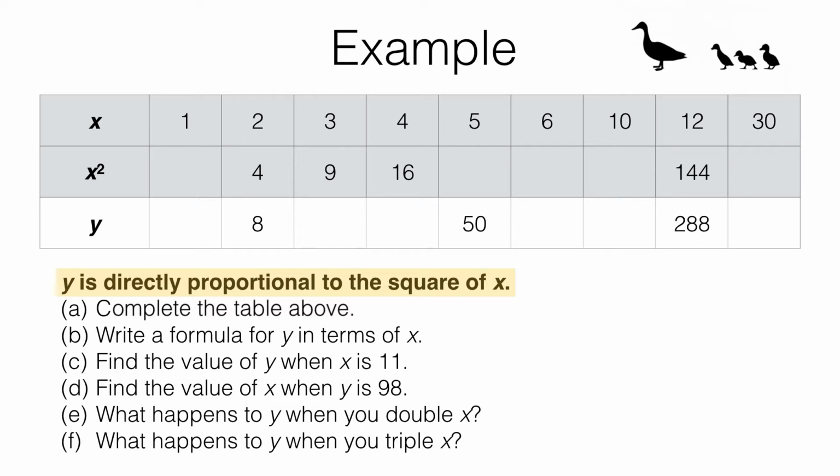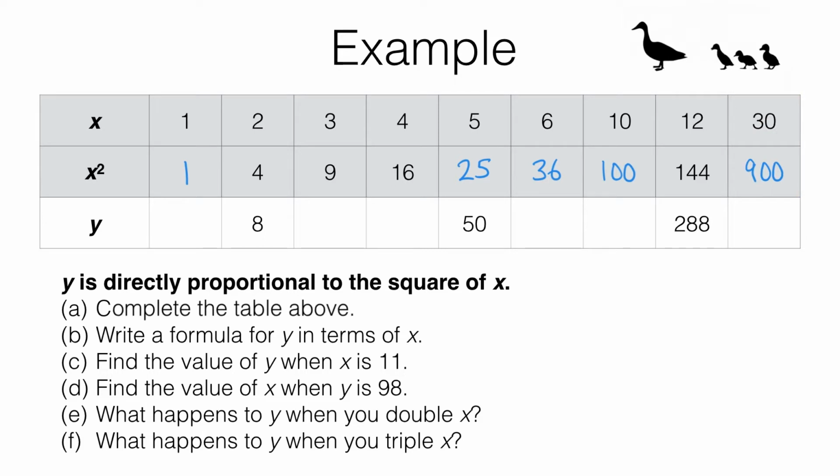Well, it means if we multiply x squared by a scale factor, then we must multiply y by the same scale factor. So to complete this table, let's first complete this row for x squared. 1 squared is 1, so that's what goes in there. 2 squared is 4, 3 squared is 9, 4 squared is 16, 5 squared is 25, 6 squared is 36, 10 squared is 100, 12 squared is 144, and 30 squared is 900.